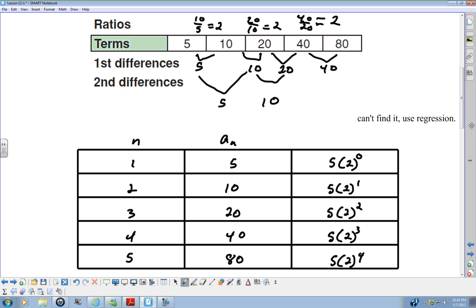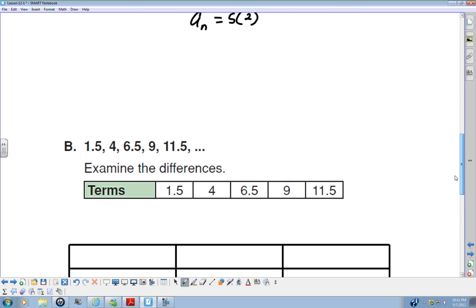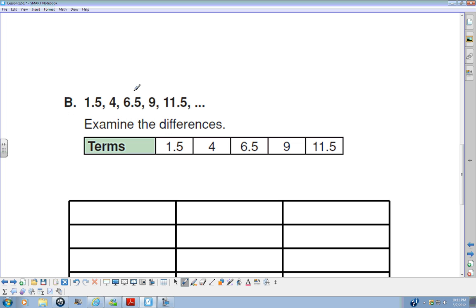So when we write our recursive formula, then we will say a sub n equals 5, which is our starting number in this case, times 2, and the exponent, since it's 1 less than the term number, I'm going to say the term number n minus 1. So this would be 5 times 2 raised to the power of n minus 1. Okay. And let's look at another example here.